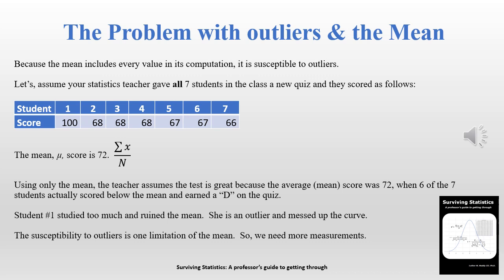Now, we're looking at this, and the professor might think, hey, this is a great test, because on average, we scored 72 points. However, if you look at the results, 6 out of 7 are getting a D on the exam. Student number 1 messed up the whole curve by studying too hard, or who knows what she did. Maybe she cheated. No, I'm sure that wasn't the case. But because of that one student scoring 100%, the entire mean is skewed much higher than it should be. The 72 mean does not represent the average value within the test scores.